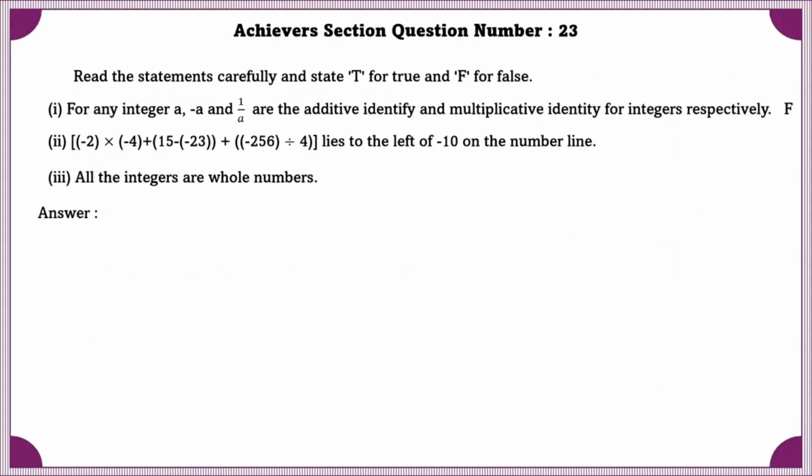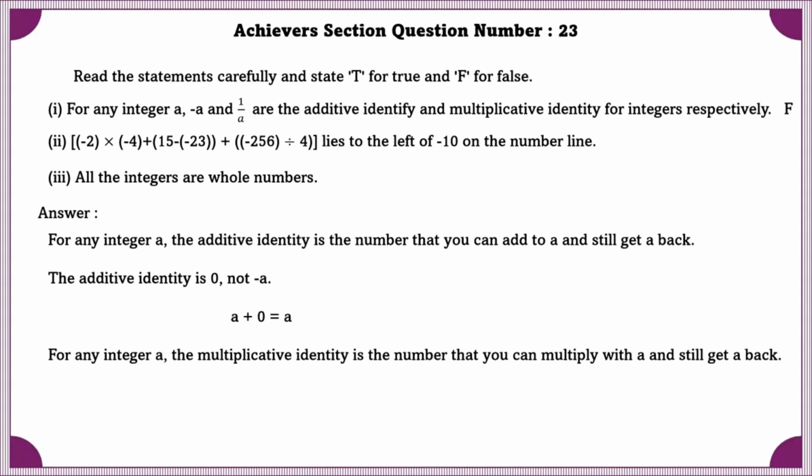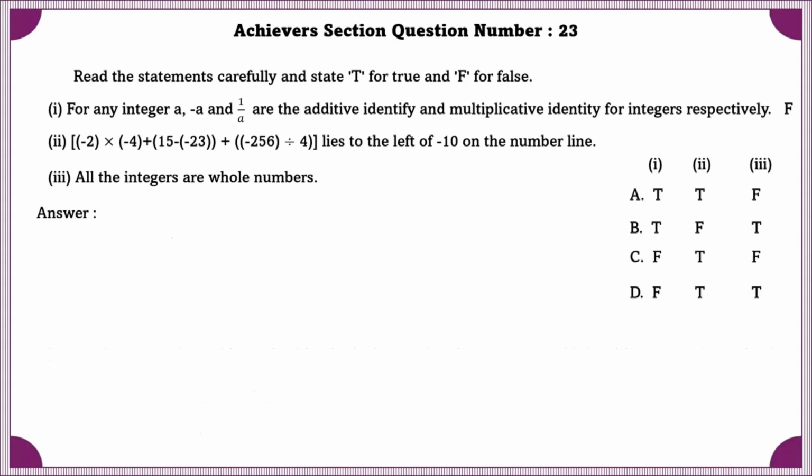Achiever section question number 23. Read the given statements carefully and select T for true and F for false. For any integer a, minus a and 1 by a are the additive identity and multiplicative identity for integers respectively. This is false. For any integer a, the additive identity is the number that you can add to a and still get a back. The additive identity is 0, not minus a. For any integer a, the multiplicative identity is the number that you can multiply with a and still get a back. The multiplicative identity is 1, not 1 by a.